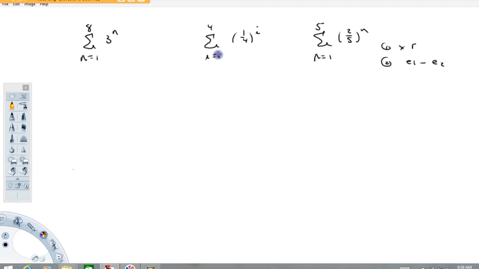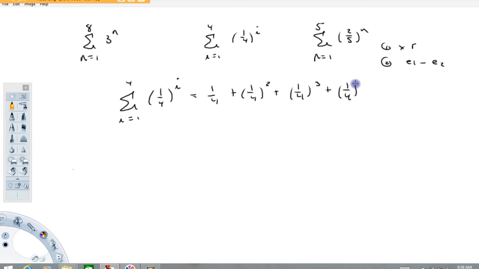Alright, so the sum from i equals 1 to 4 of (1/4) to the i. Again, you can do these just by brute force, and on this one I'm going to go ahead and do that. This thing is so short. This is going to be 1/4 plus 1/4 squared plus 1/4 cubed plus 1/4 to the 4th. I'm just going to go ahead and get a value for that and move on to the next one.